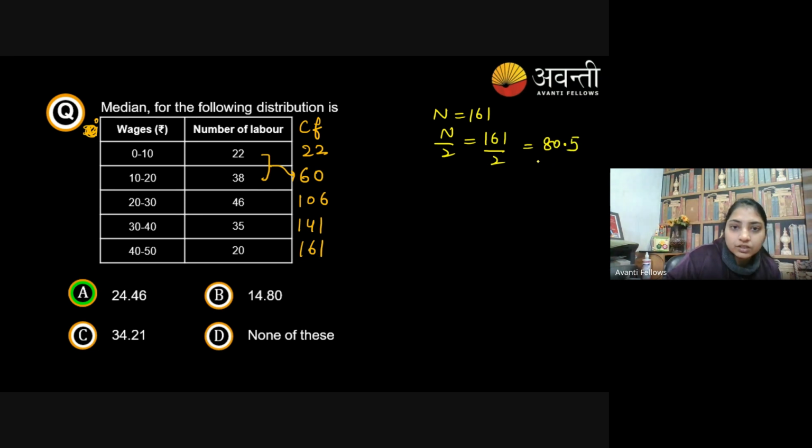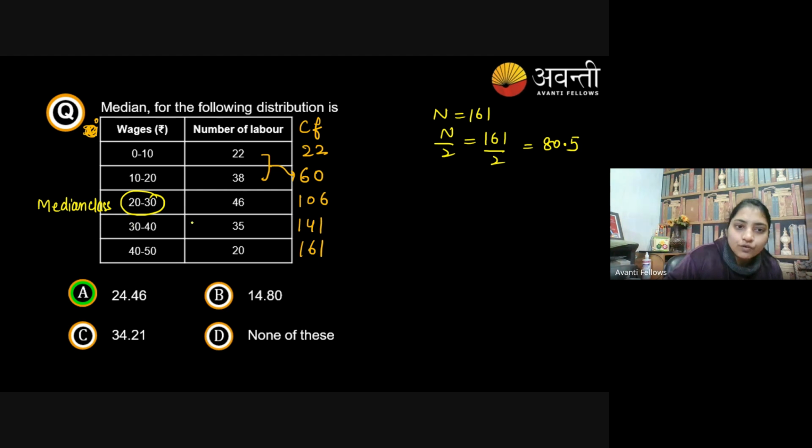So you just need to check where this N by 2 lies. It will lie in this, so this will be your median class. It means my answer will lie in 20 to 30. So if the answer will lie in 20 to 30, directly from the options you can say option A will be the correct answer.